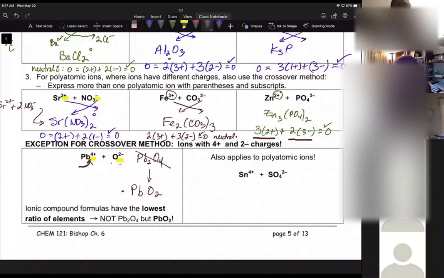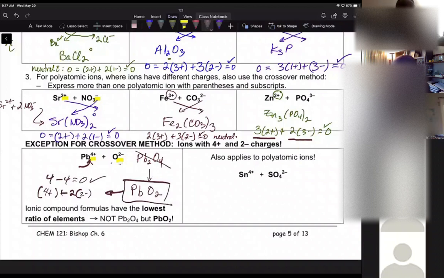If we look at this compound, we have for lead, sorry, that's a 4 plus, 2 minus for oxygen, then we have 4 minus 4 equals 0. So this is good enough. That is neutral. So again, we want the smallest neutral formula unit. And it works with polyatomic ions too. We'll just keep them together.